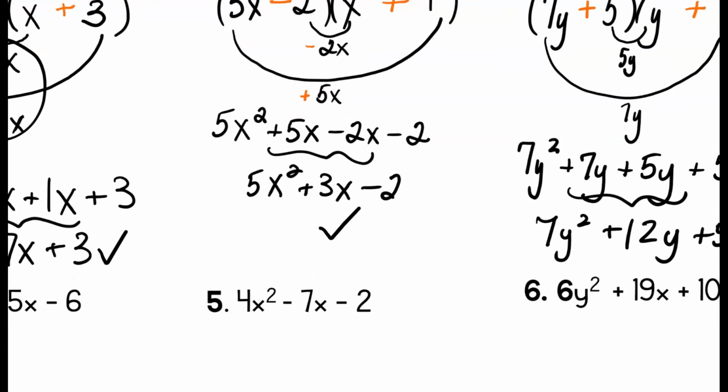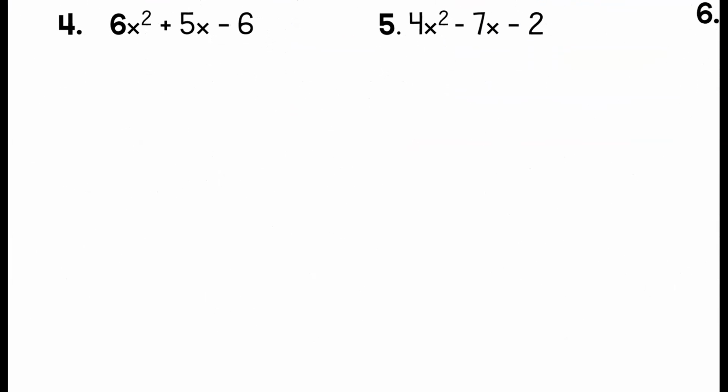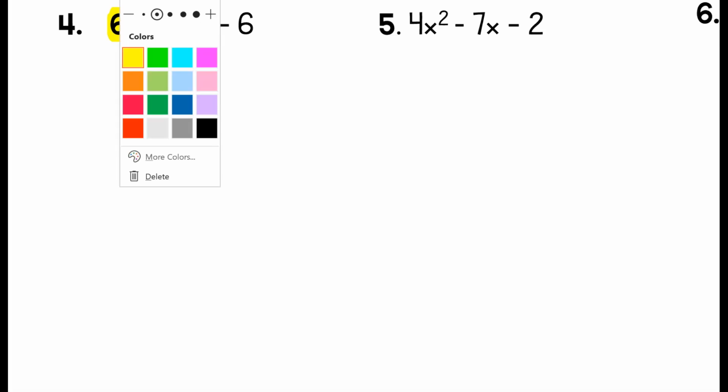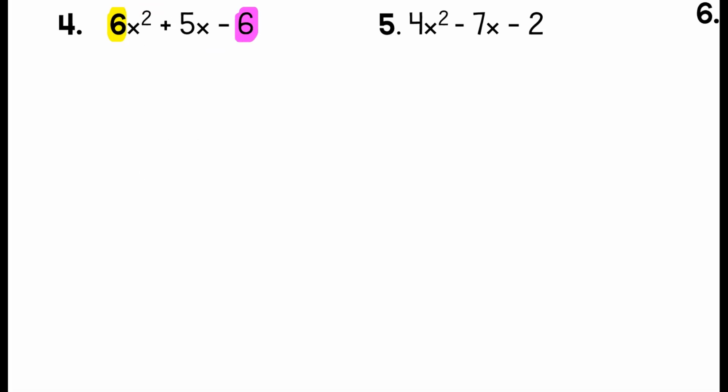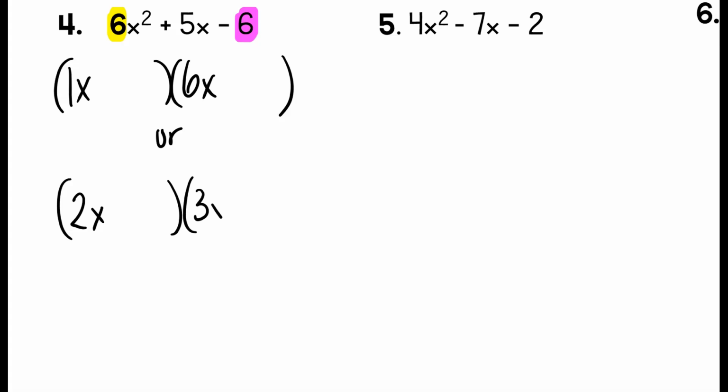Again, we try. If it doesn't work, we try again. This one's going to be a little bit trickier. The reason why is because 6, both here as the A value and here as the C value, are not prime. So when we make our first set of parentheses, we could either have a 1x with a 6x, or we can have a 2x with a 3x. So right off the bat, we already have 2 different possible combinations. Now, again, the way to get to 6 is 1 and 6 or 2 and 3.